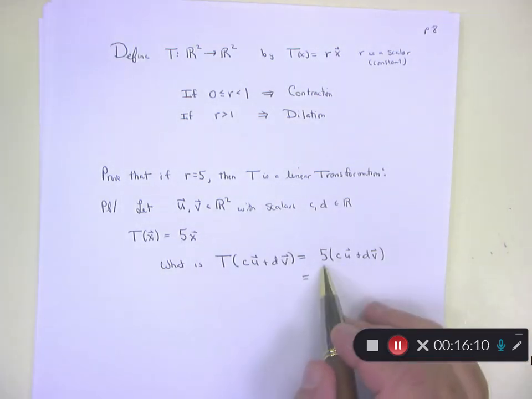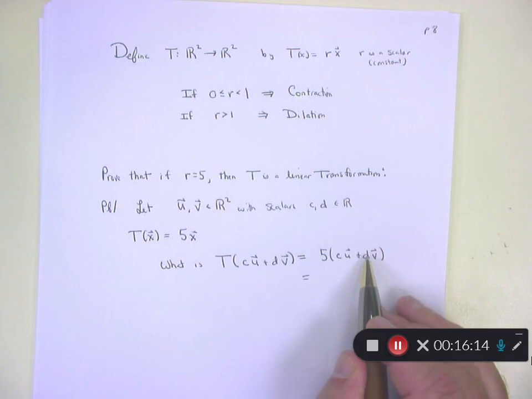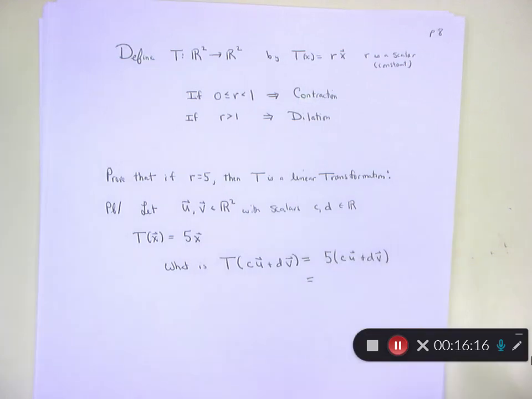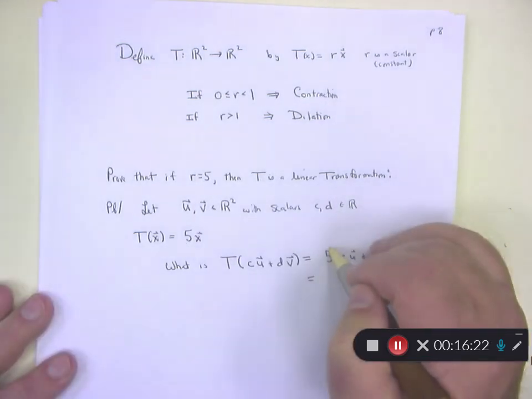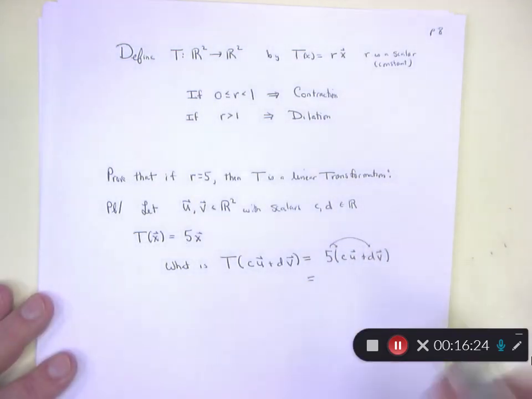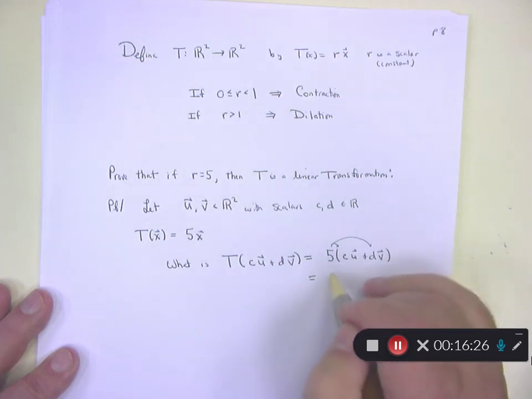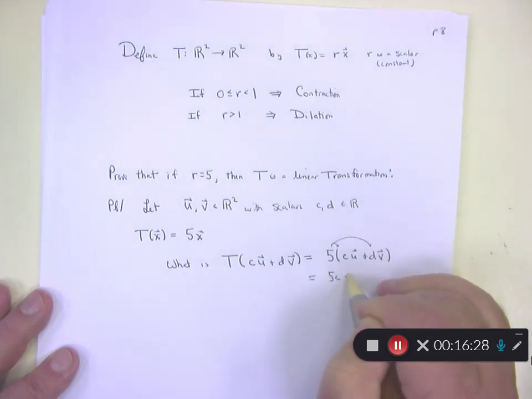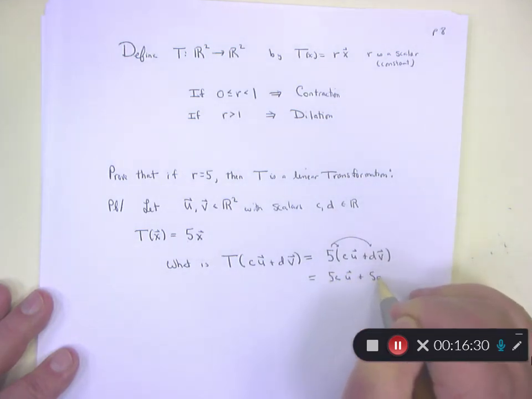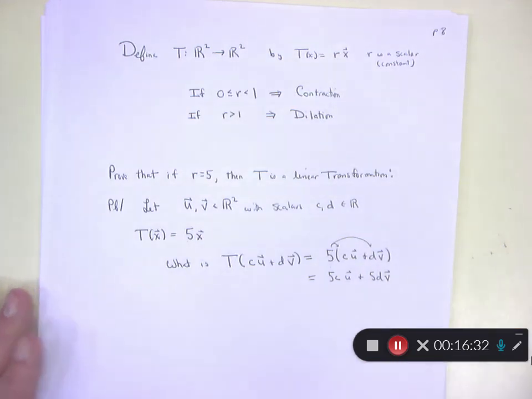Now 5 is a constant. How do I do 5 times a constant times vector u plus 5 times a constant times vector v? This is part of our properties of vectors. What can I do with constants? Well, I can distribute them, right? This is just vector math. So this would be 5 times c times vector u plus 5 times d times vector v. Right? Did I lose you guys anywhere there?